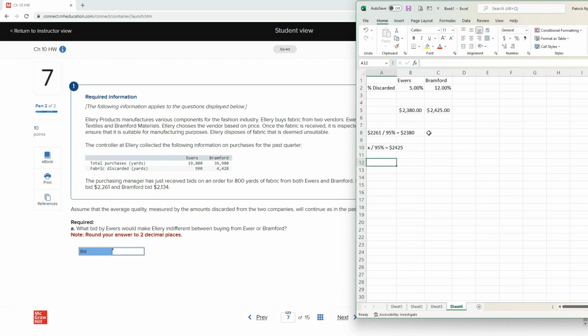So to figure this out, we do 24.25 times 95%, and that gives us a quoted price of $23.03 and 75 cents. So Ewers is quoting us $22.61. They can go all the way up to $23.03 and 75 cents. And at that point, it wouldn't make a difference whether we pick one or the other vendor. But anything higher than $23.03 and 75 cents, it would be better to go with Bramford rather than Ewers.